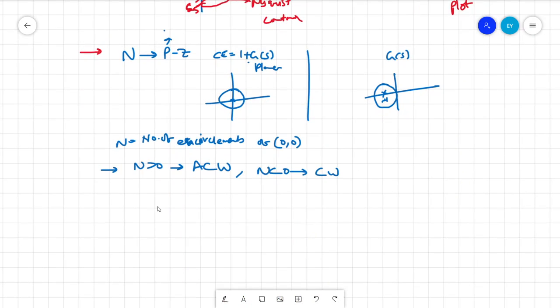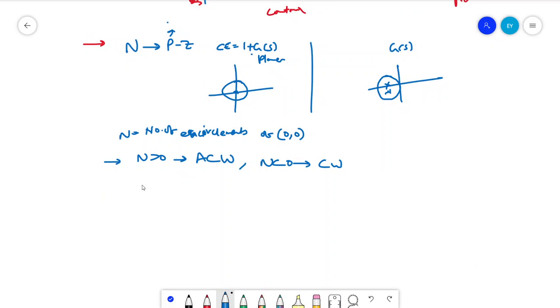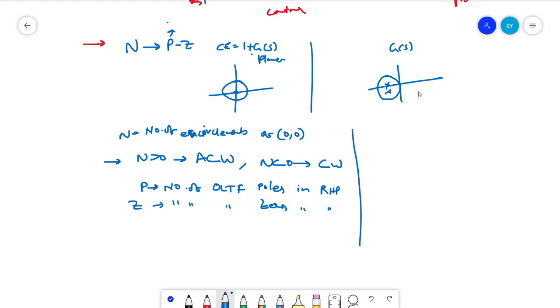Okay, so the number of poles, P, will be the number of open loop transfer function poles in the right hand side plane, in the RHP, whereas Z is the number of open loop transfer function zeros in the RHP. So this is one case. In the second case, we'll be estimating with respect to G(s).